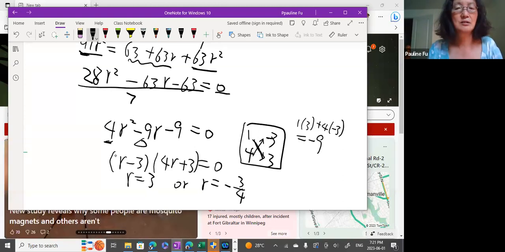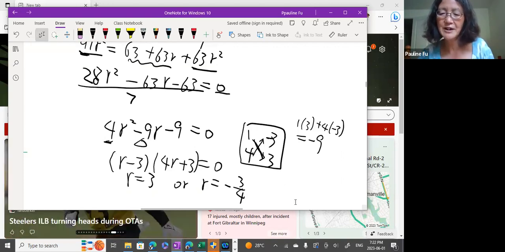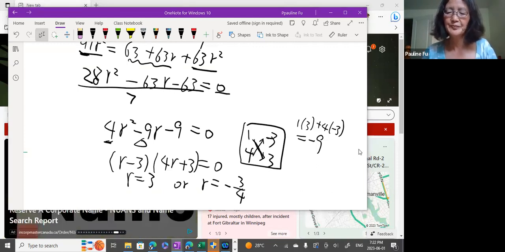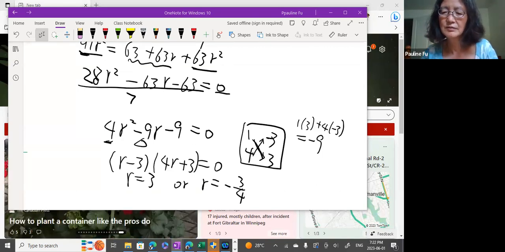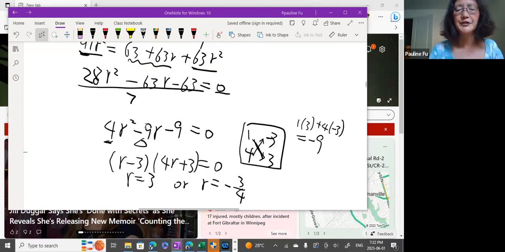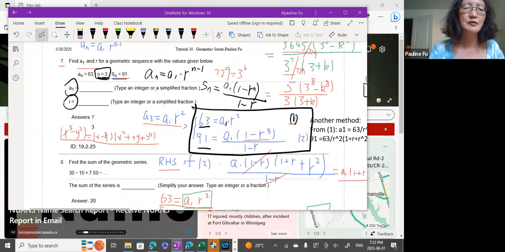So there are 2 values of R, both satisfy the original question. Thank you, Zuzu, for pointing out my 28 R squared. Yes, it is 28 R squared. Okay, questions? So we solved for R, but we were also asked to solve for A.